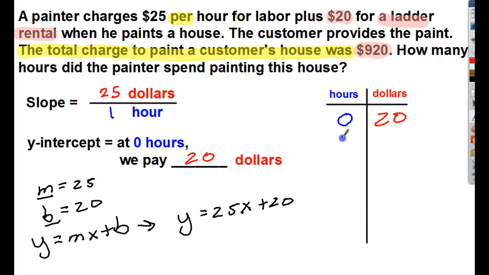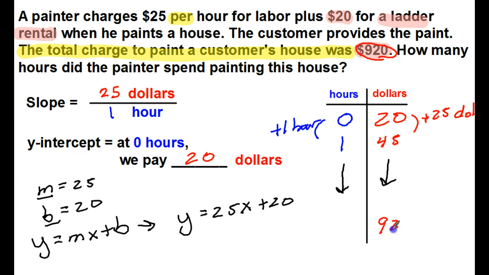After 1 hour of work, where this increases by plus 1 hour, how much of an increase in pay has he earned from painting the house? We add an additional $25, because it's $25 for every 1 hour. So 20 plus 25 is going to give us 45. We would continue this for hours and dollars all the way down until we found what output value? We're looking for $920, and notice what the question's asking us. The question is asking, how many hours did the painter spend painting this house?